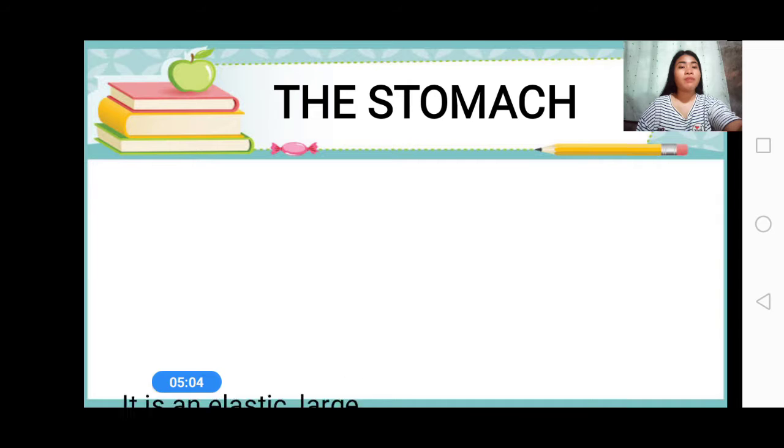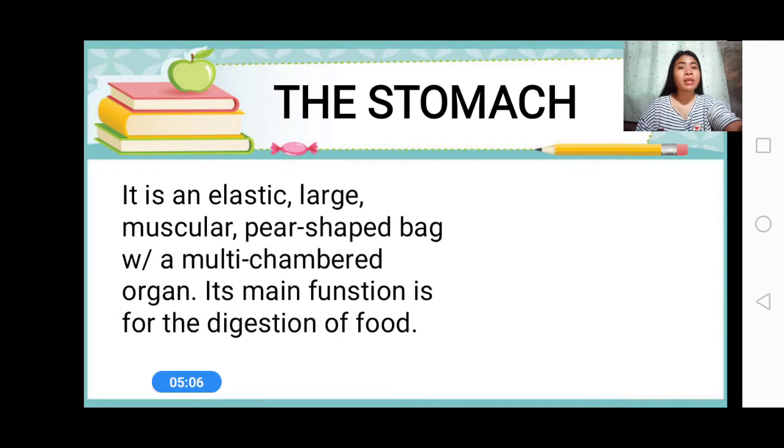Okay, and then we have the stomach. Now, the stomach is an elastic, large, muscular, pear-shaped bag with a multi-chamber organ. So, its main function is for the digestion of food. So, what is the shape of the stomach? Pear-shaped. Okay, so what is the main function of the stomach? To digest food. Okay, the stomach is for digestion of food.